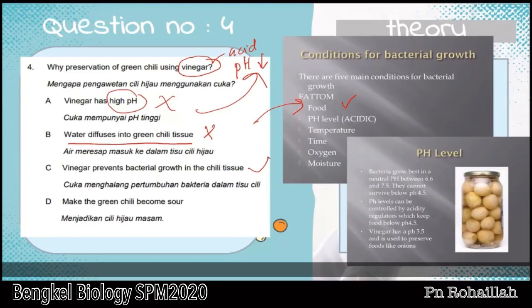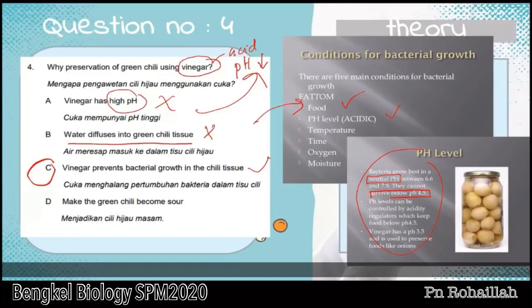Okay, and then the pH level. So you tengok, bacteria grow best in the neutral pH. And then, they cannot survive below pH 4.7. Means that in acidic condition, bacteria cannot survive. That's why lah we use vinegar. So the answer is C.